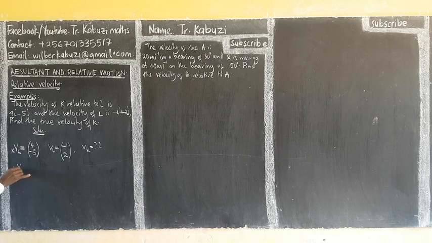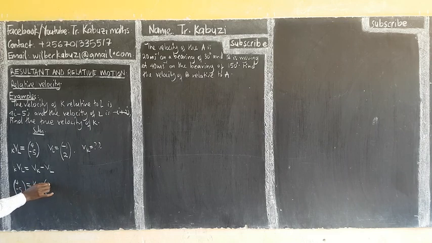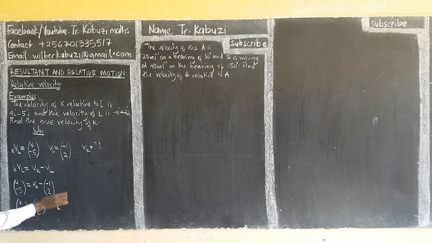K relative to L is given by velocity of K minus velocity of L. So you see we want this, so I take this side. This would be (4, -5) equals velocity of K minus velocity of L, which is (-1, 2). When I take it to this side, we add, so (4, -5) minus (-1, 2) will give me the velocity of K.